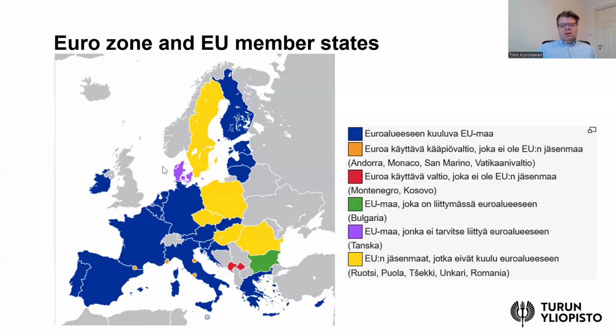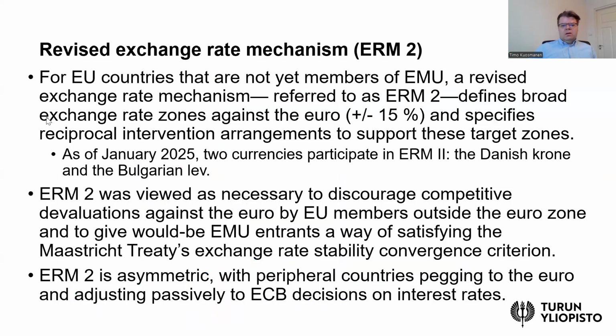For countries like Denmark and Bulgaria, there exists the revised exchange rate mechanism, ERM2, which is similar to the previous EMS. It defines the rules for how these national currencies can fluctuate around zero. There is a relatively wide band of plus or minus 15% for these currencies. This can be seen as a kind of waiting room for currencies that could then be switched to the euro. Currently, the Danish crown and the Bulgarian lev are part of this revised exchange rate mechanism, or ERM2.